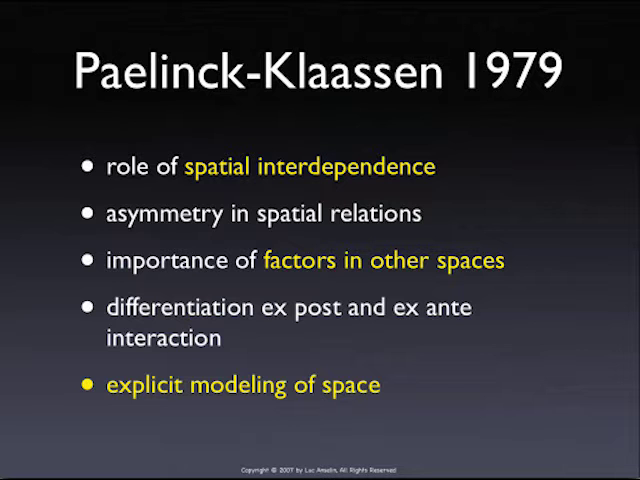So in this book in 1979, called Spatial Econometrics, five major aspects were pointed out. The role of spatial interdependence, we already mentioned that. Asymmetry, and we'll talk about that later, that there's not necessarily a symmetry in the spatial interaction. The importance of scale, the way they put it, is the importance of factors in other spaces. So not just a single container, but things interact over space.